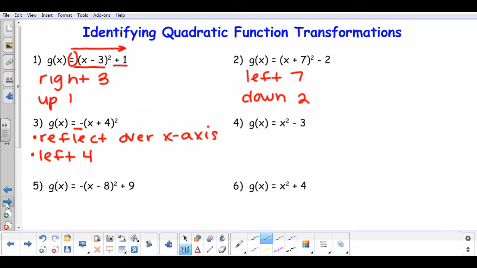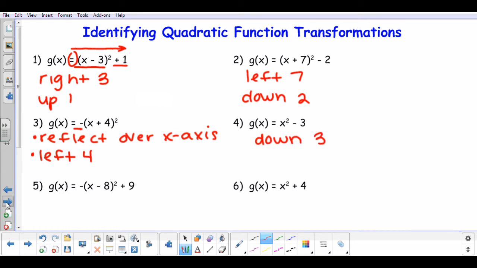In number 4, I just have the x squared subtract 3. I have no parentheses, so since the parentheses are absent, I cannot go left or right. I have no negative sign in front of that x squared either, so I am not reflecting. So I'm just going to be going with the minus 3, which means that I'm going down 3 units.